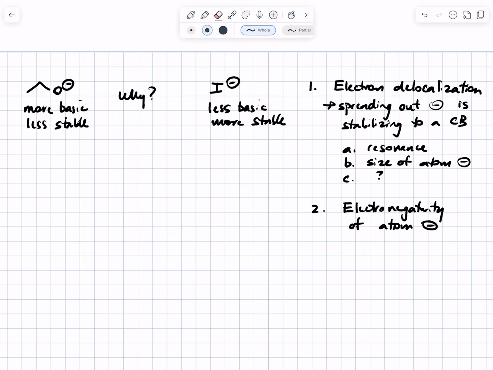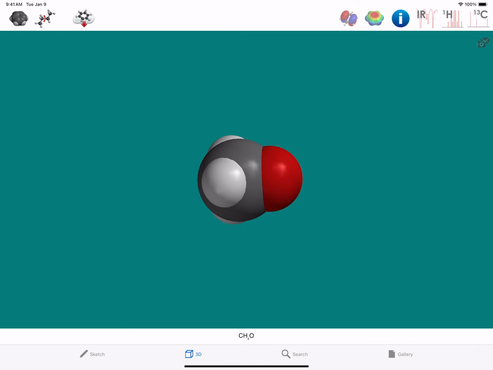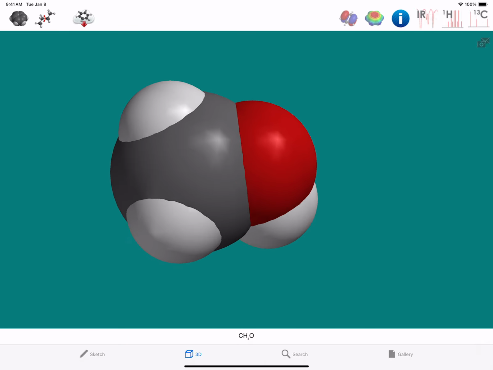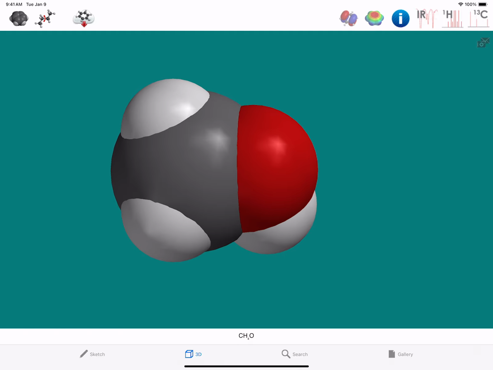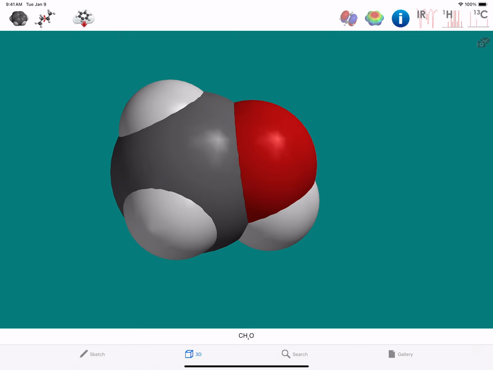So what are the differences between I minus and O minus in this way? Well, it turns out that if you look up electronegativity numbers, oxygen's more electronegative than iodide. But iodide is much larger of an atom than oxygen. If you don't believe me, we can look up structures of some molecules containing oxygen versus iodide. This is a one-carbon alcohol. The red atom is oxygen. You can see that the red atom has a slightly smaller radius than carbon. Oxygen's just a little bit smaller than carbon.